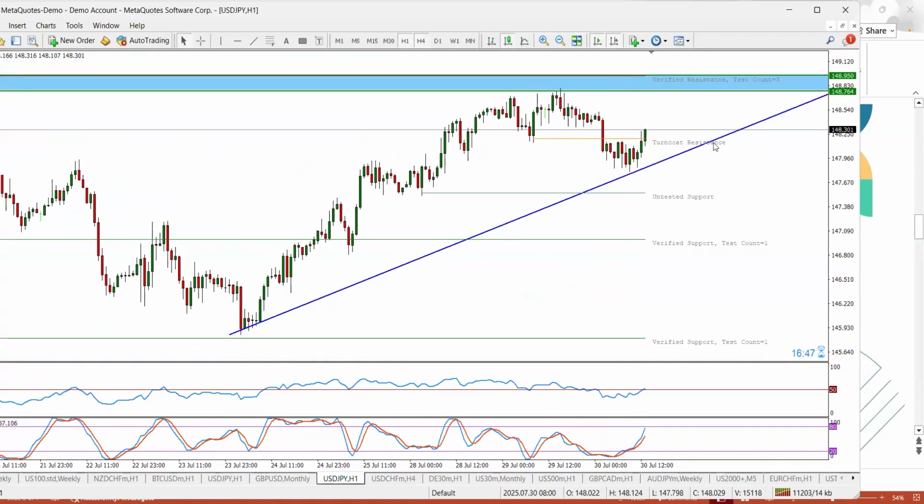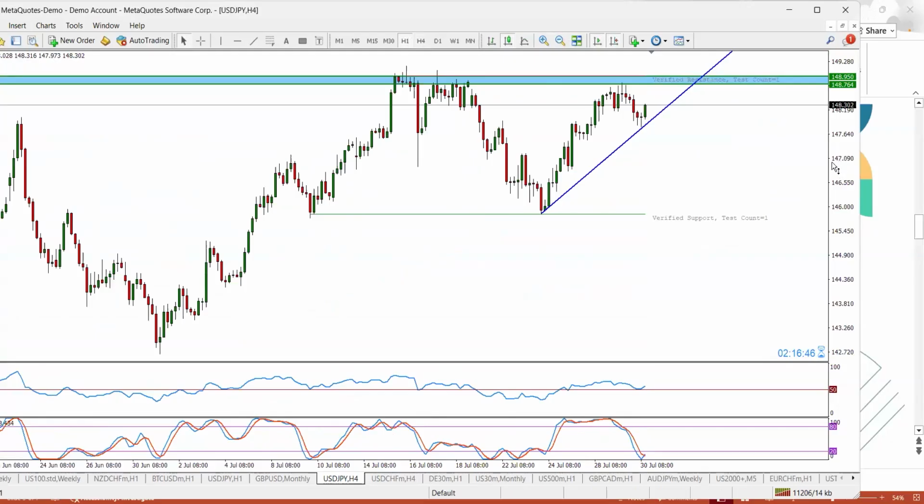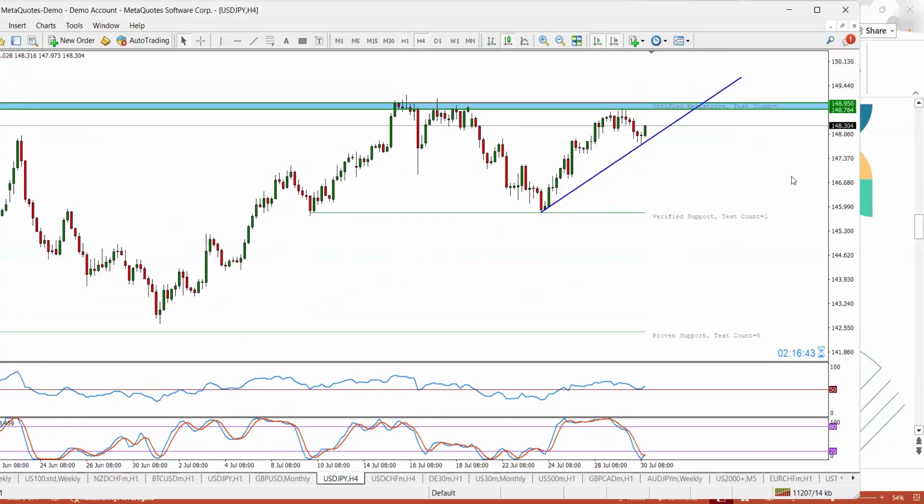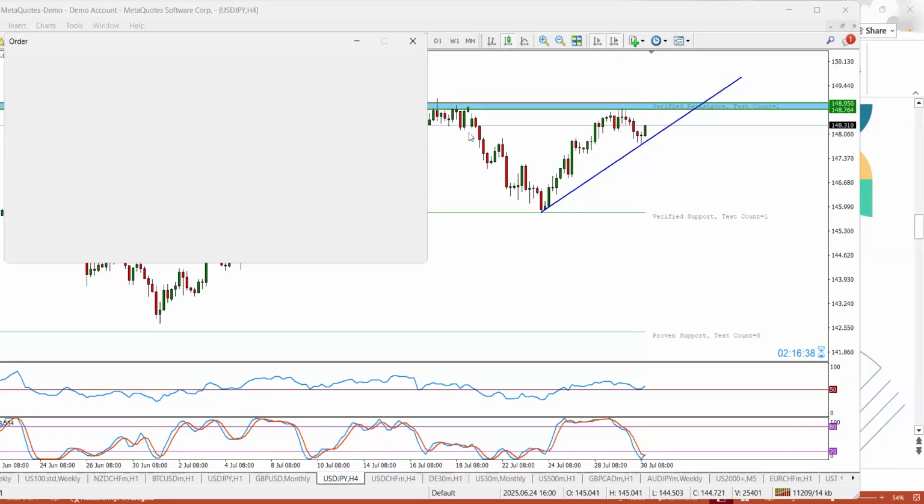On 4 hours, if we want to enter a buy, like I said, there are two buys. Is that you buy now? Is that I buy now, or I wait for a longer buy? And what is that longer buy?